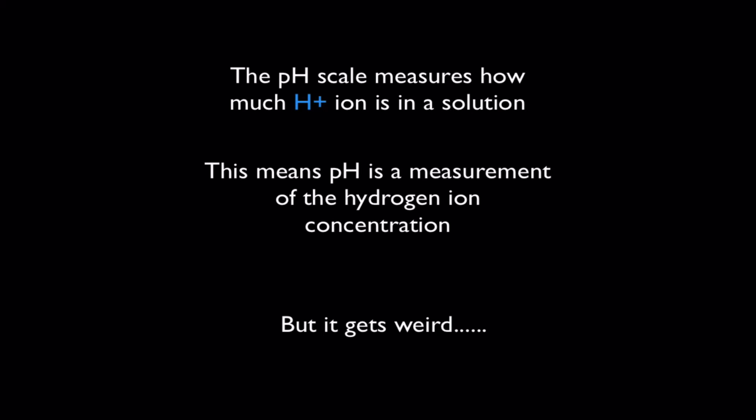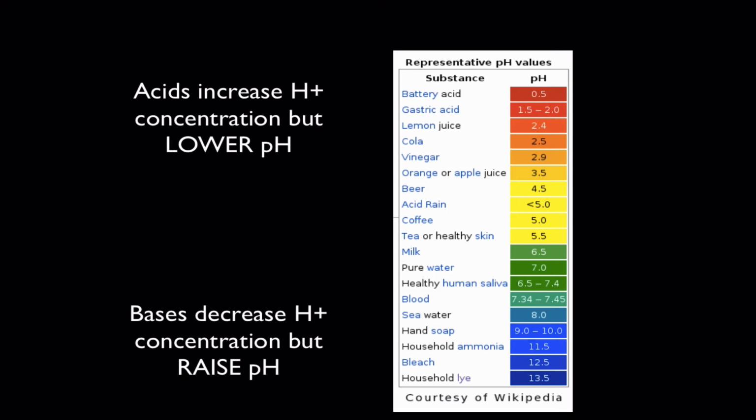Now, the pH scale only measures hydrogen ion concentrations in a solution. In other words, it is just a measurement of how much hydrogen ion you have in a solution. But it gets a little weird, because when you increase the hydrogen ion concentration, you lower the pH. That seems like the opposite of the way it should be. Sorry, I didn't make this stuff up. That's the way it is. So when you increase pH, you lower the hydrogen ion concentration.